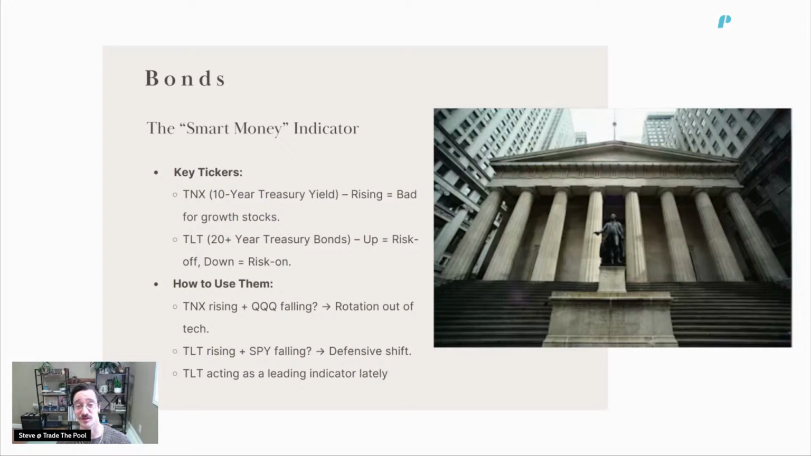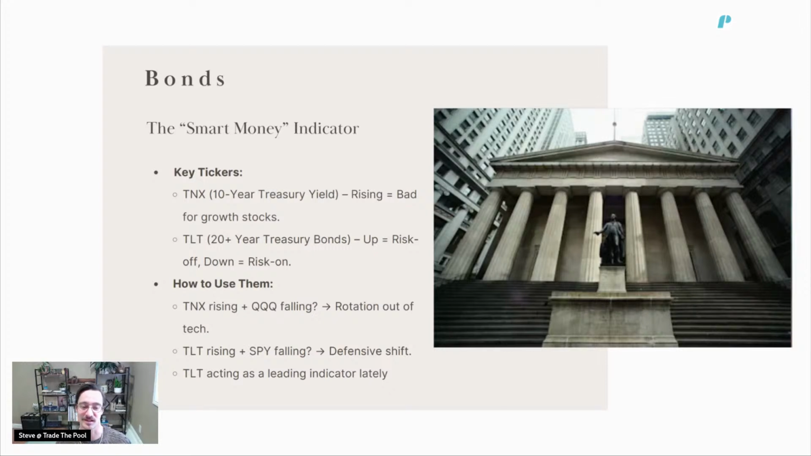And so this is how I would use them. If TNX is rising and QQQ is falling, it's probably a rotation out of tech. People are going from tech companies and they're going into these shorter dated bonds. Is TLT rising but SPY's falling? That would probably indicate a shift towards defensiveness and defensive names. And we'll be talking about in the sector ETF section what individual names you might be looking for to lead this move and maybe trade those names.